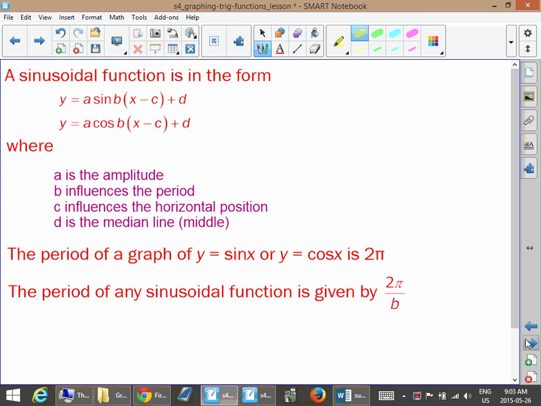Again, as a review, we have the parameters A, B, C, and D. A is the amplitude, and B influences the period, it's not the period. C will shift the graph left or right depending on what C is, and D will shift the graph up or down, and it's also the median line or the vertical middle. The period of sine x or cos x, unless altered, is 2 pi, and the period of any sinusoidal function is given as 2 pi over b, whatever b is.